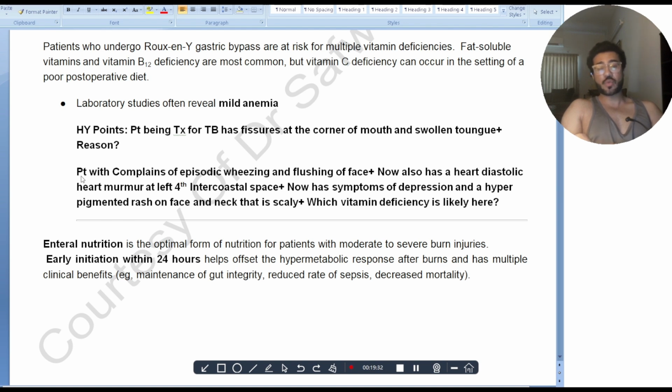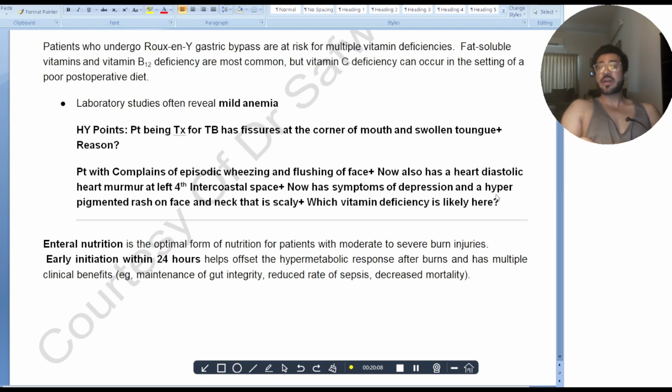Another question, high yield one: patient complains of episodic wheezing and flushing of the face, now also has a diastolic heart murmur at the left fourth intercostal space. So it's diastolic, it's at the left fourth intercostal space, most likely the tricuspid area, and it's diastolic, so tricuspid regurgitation, most likely. Now has symptoms of depression and a hyperpigmented rash on the face and neck that is scaly. Which vitamin deficiency is likely here?